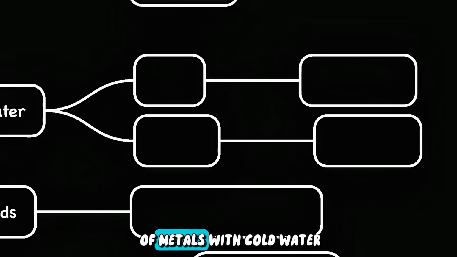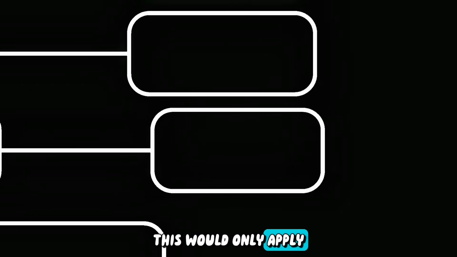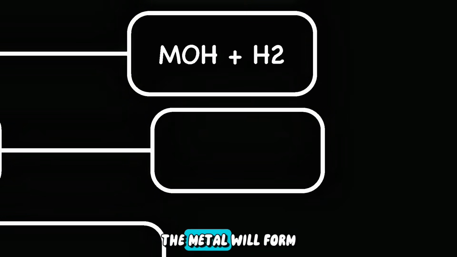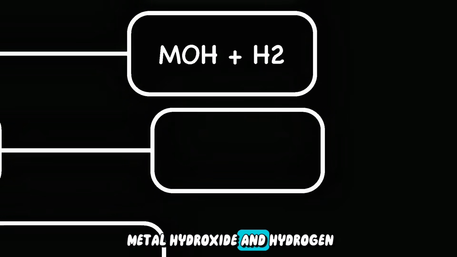First is a reaction of metals with cold water. This would only apply for highly reactive metals such as metals of group 1. In this case, the metal will form metal hydroxide and hydrogen.